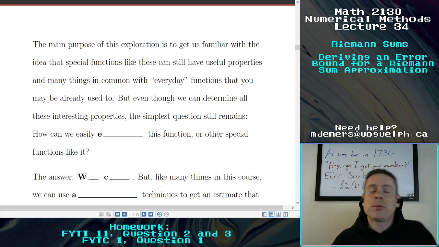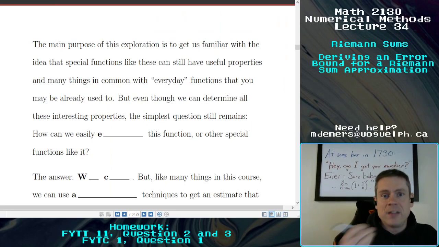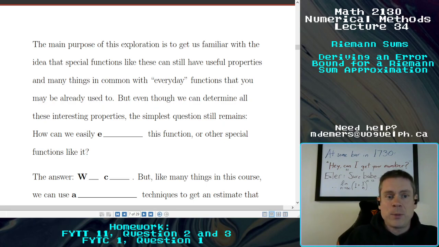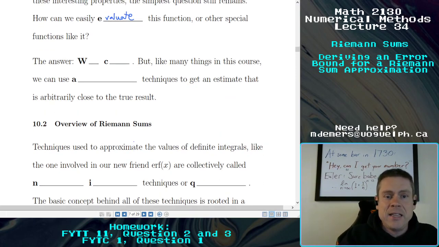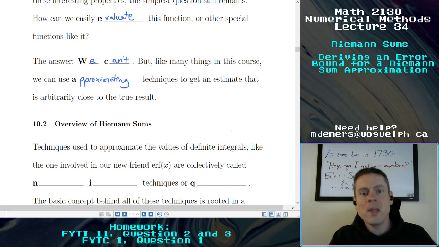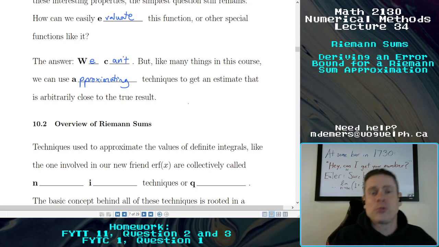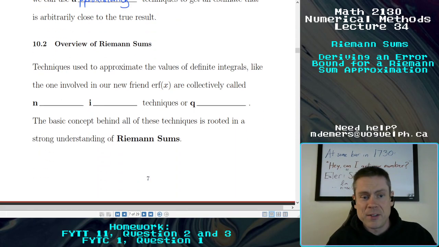The main purpose of that exploration from before with those special functions is to get us familiar with the idea that these functions can still have useful properties and many things in common with everyday functions that we can be used to. How can we easily evaluate the function we talked about in the last lecture or other special functions like it? And the answer is that we can't. But in general, like many other things in this course, we can use approximating techniques to get an estimate that is as close to the true result as we want. And we're going to start with Riemann sums here.